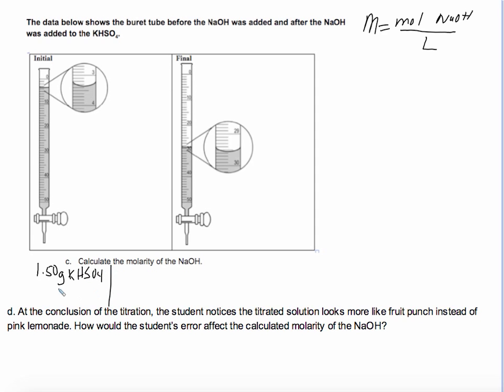KHSO4. Okay, and then we're going to change that to moles. So 1 mole of KHSO4 is going to equal 136.17 grams. That's the molar mass.